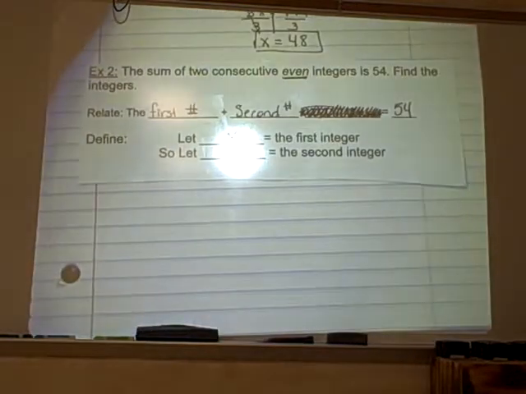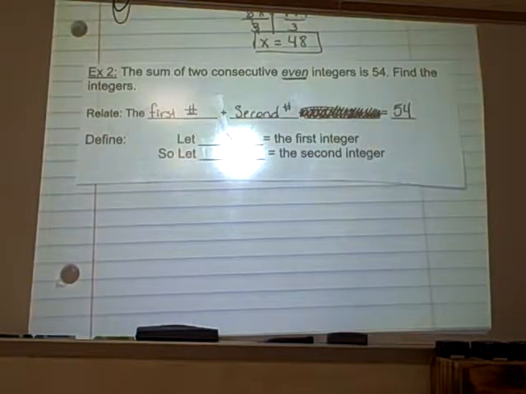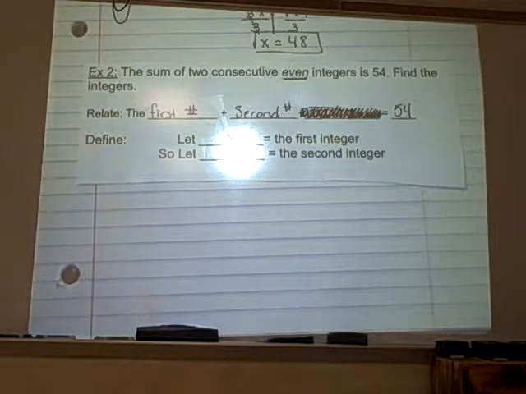Let x equal the first integer. I'm counting by 2s. I'm doing even. So what am I going to have to do for the second one? x plus 2 is going to have to be the second one.